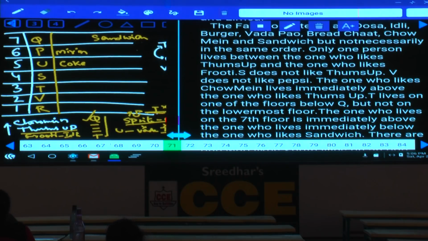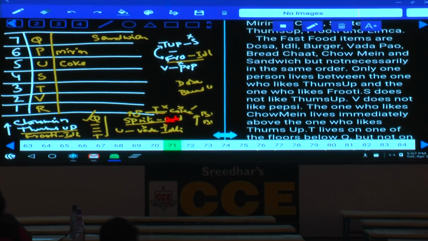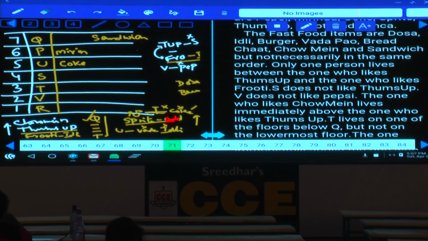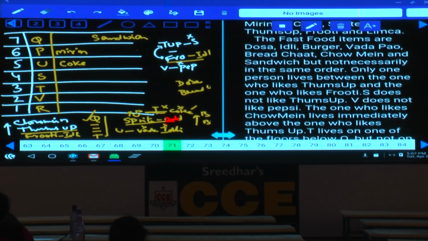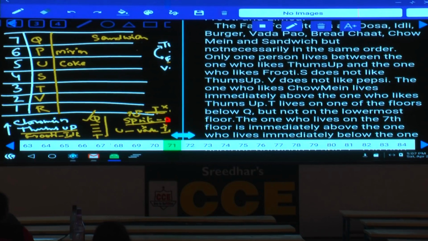If it is V, then what happens here? S will be Coke, isn't it? Because between fruity and 7-Up there must be exactly one person. There must be exactly one person between 7-Up and fruity, and at the same time, between thumbs up and fruity we should have only one person.